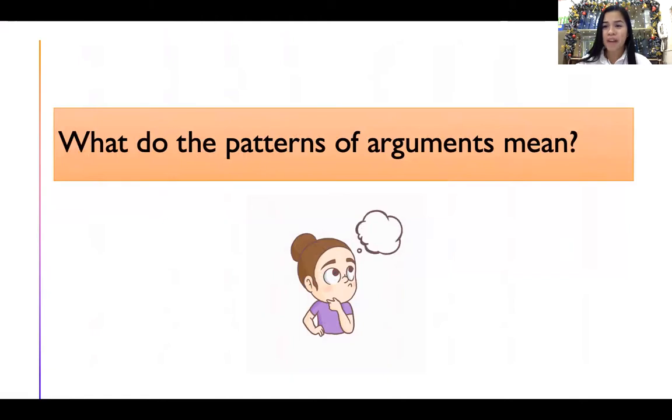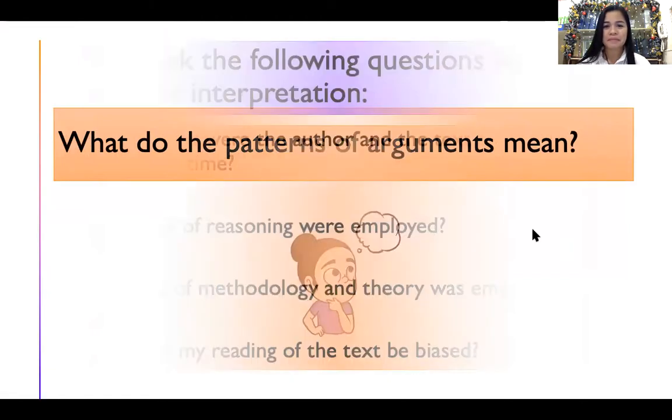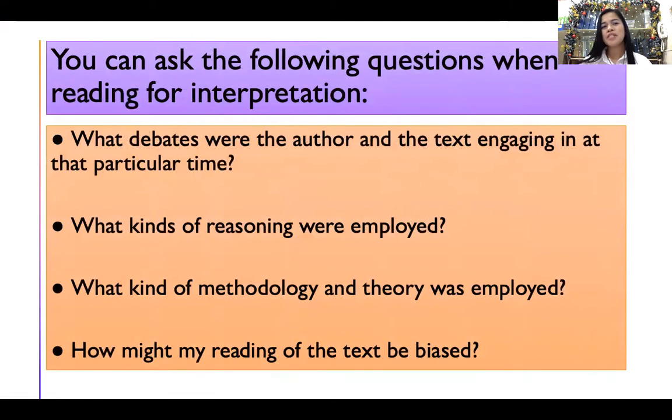What do the patterns of arguments mean? You can ask the following questions when reading for interpretation. The first, what debates were the author and the text engaging in at the particular time? What kinds of reasoning were employed, and what kind of methodology and theory was employed, and how might my reading of the text be biased? And in doing so, you will be able to assess or monitor your understanding and your interpretation of the text.